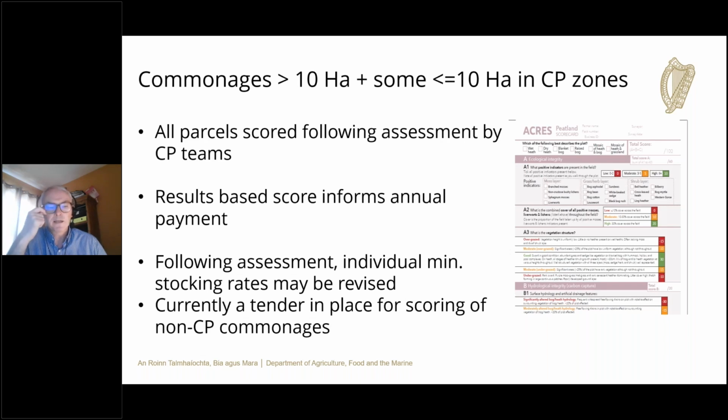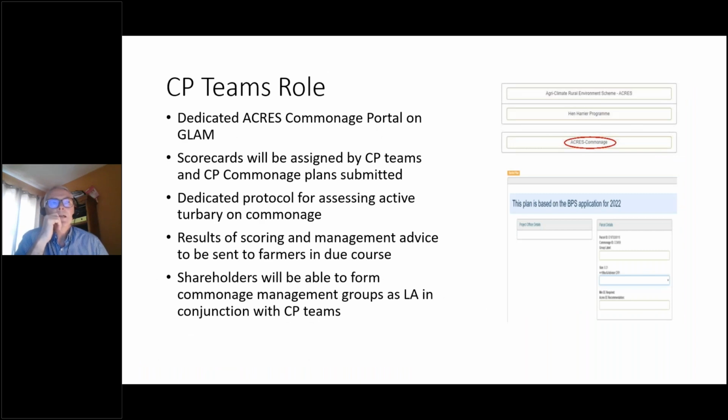There is currently a tender up on e-tenders for the scoring of the non-CP commonages. There's somewhere in the region of 64,000 hectares of non-CP commonages that have to be scored and assessed, and it will follow the same process as the CP ones. That tender is up on e-tenders at the minute, and the closing date for it is tomorrow, I think. So just a little bit more on the CP team's role.